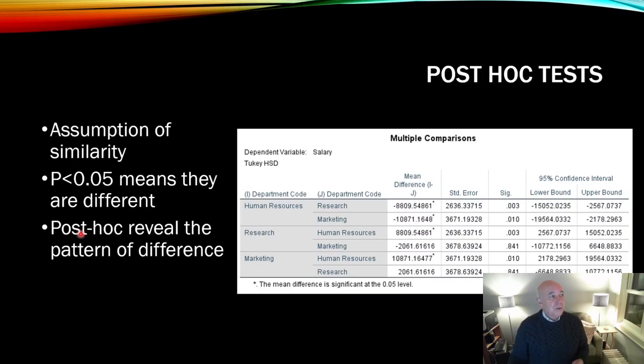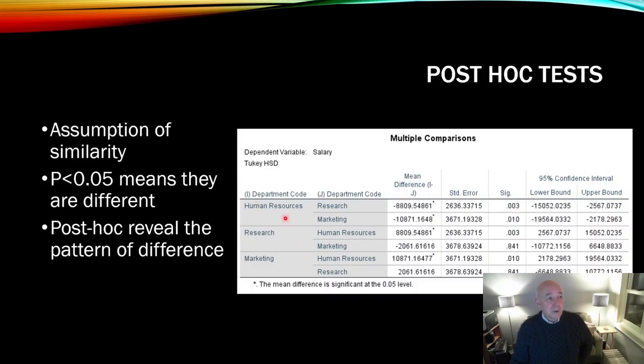The threshold for this is 0.05. If you want a higher threshold, that's fine, but 0.05 is generally how people look at this, so you'll be fine if you use it. Here, human resources and research, are they different? The mean difference is $88.09, and I think research makes more than human resources. Is that significantly different? Yes, it's less than 0.05, so they really are different.